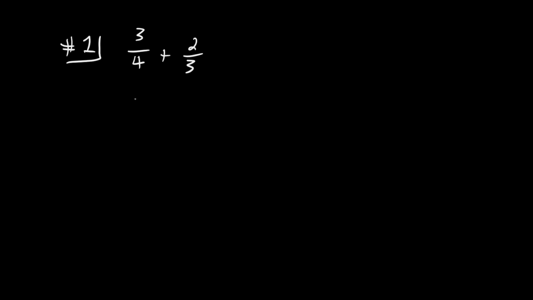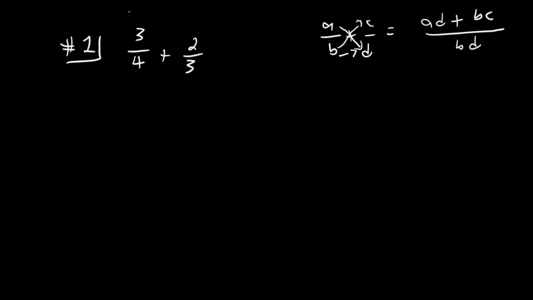To solve this problem, we use the formula a over b plus c over d is equal to cross multiply a to d, ad plus bc. And for the denominator, just multiply b and d. In this problem, our a is 3, our b is 4, c is equal to 2, and d is equal to 3. So to solve this problem, we cross multiply a and d.